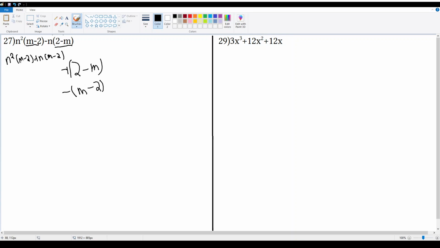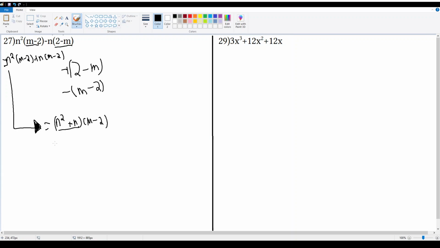Now, m minus 2 is a common term, so what we will do is we will multiply, do this. Okay, let me redo that. Let's bring it down here so we have more space. Remember, these are all equal to each other. So this is equal to n squared plus n, times m minus 2. And then we're not done.